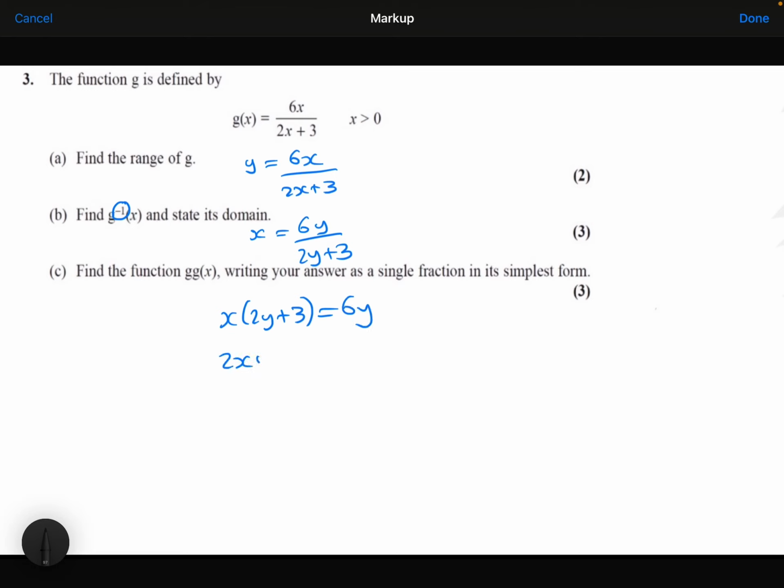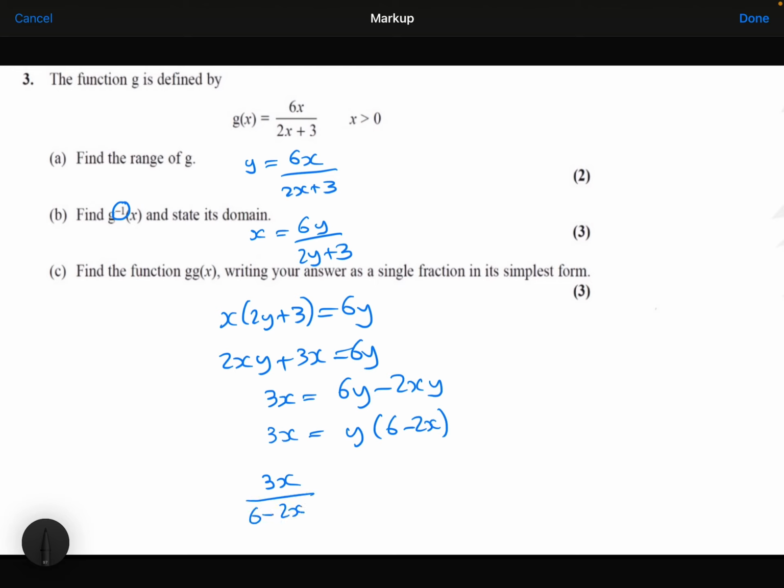I'm going to expand the brackets. I'm going to collect all of the y's together on one side. I'm going to factorise the y outside. And then I'm going to divide both sides by the 6 minus 2x. So this is my g inverse function. I'm going to say g minus 1 of x is equal to 3x over 6 minus 2x.